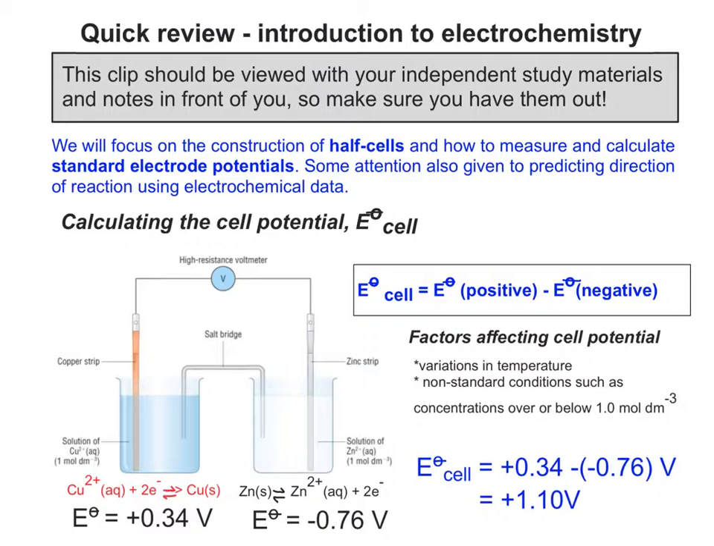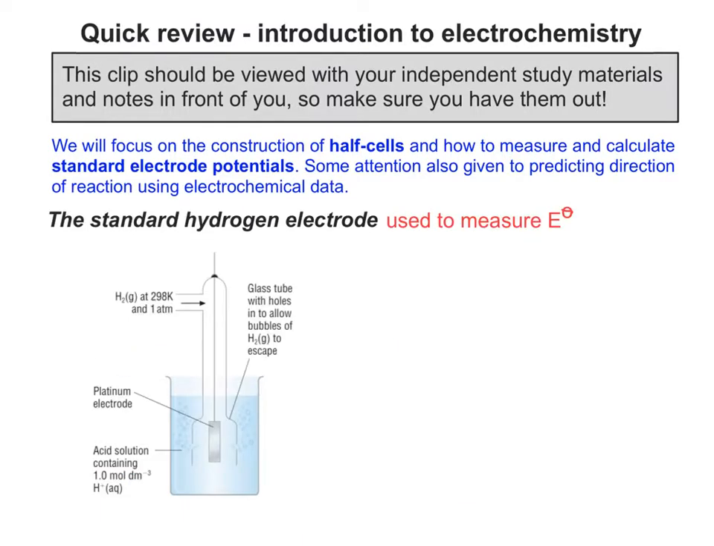So let's now take a quick look at how we actually get the electrode potentials in the first place. How are they measured? How are they arrived at? We use the standard hydrogen electrode and we connect this up to another cell that we're trying to measure the electrode potential for.